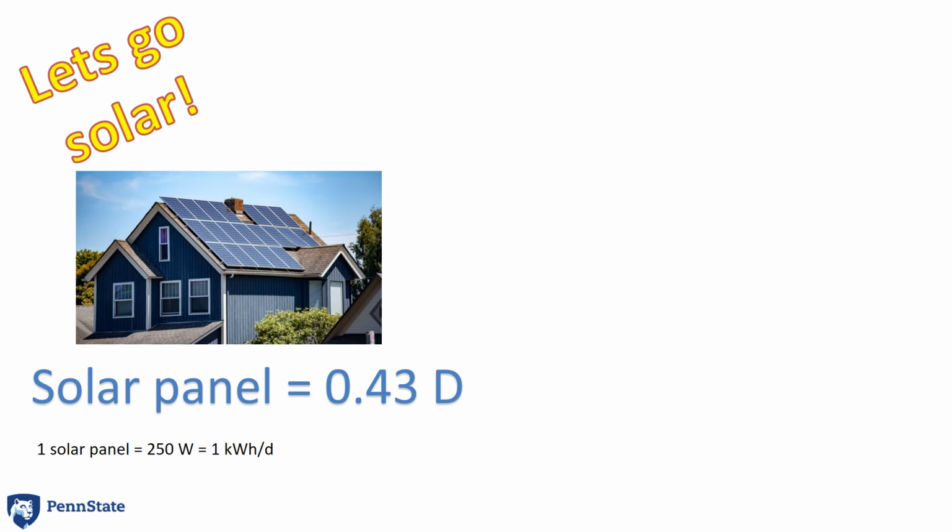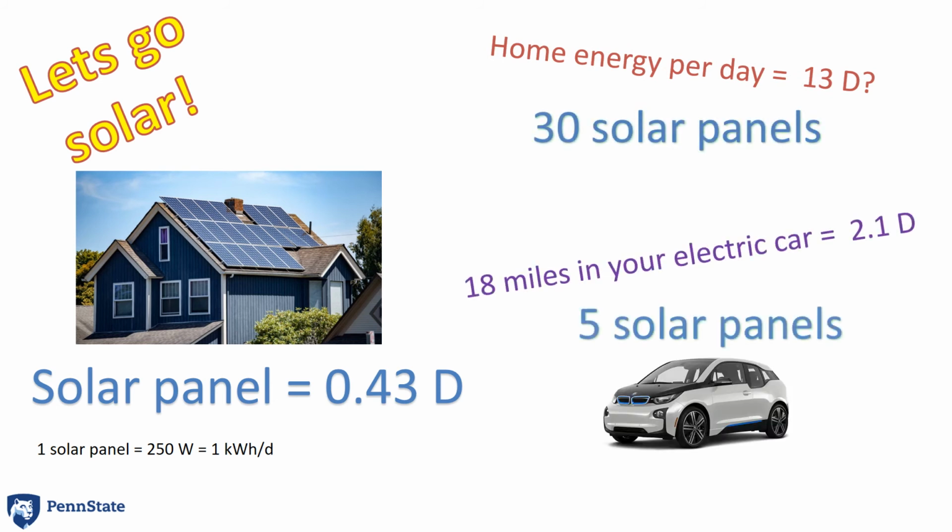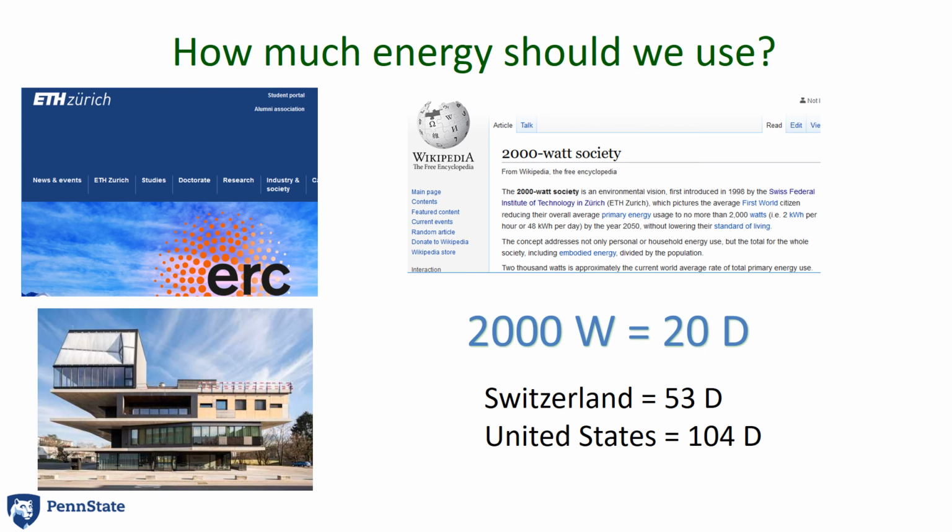Let's say that you want to put solar panels on your house. Well, each solar panel produces 0.43D. That means averaged over the day and with typical sunlight in, for example, Pennsylvania, you would achieve about 0.43D of energy capture out of each one of those panels. So if your house uses 13D, well, you need about 30 solar panels. If your car is an electric car and it uses 2.1D, well, then your commute needs about 2.1D, or about 5 or 6 solar panels.